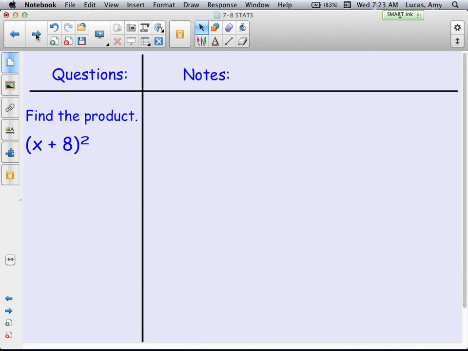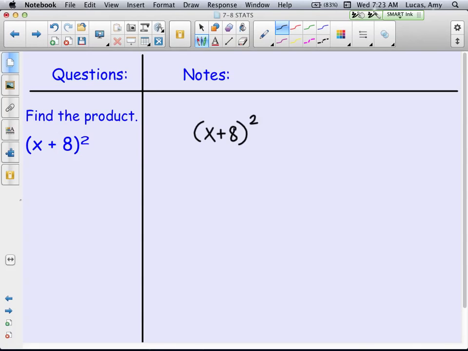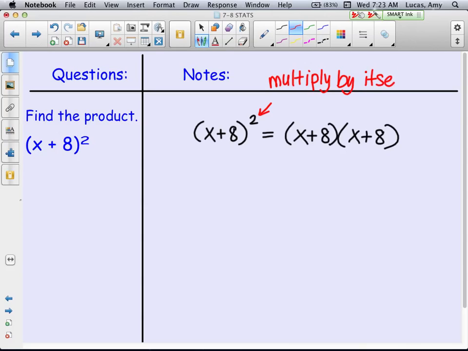Okay, find the product. X plus 8, quantity squared. X plus 8 squared, so this is squaring a sum. X plus 8 squared means x plus 8 times x plus 8. Because squaring something means to multiply it by itself. Multiplying by itself, when we're talking about a binomial, means that we are going to FOIL it.